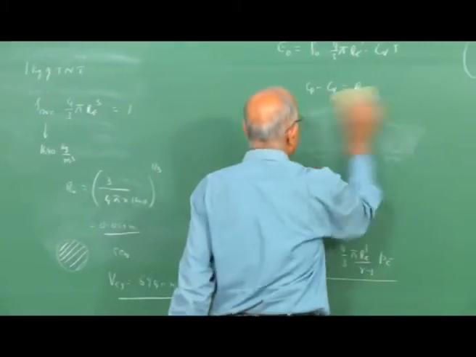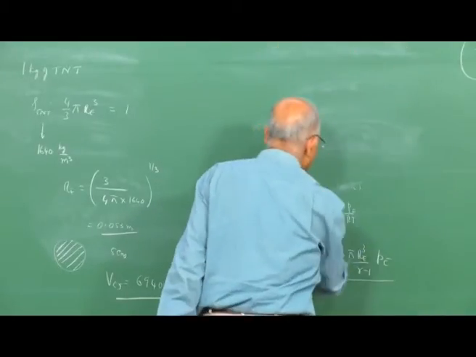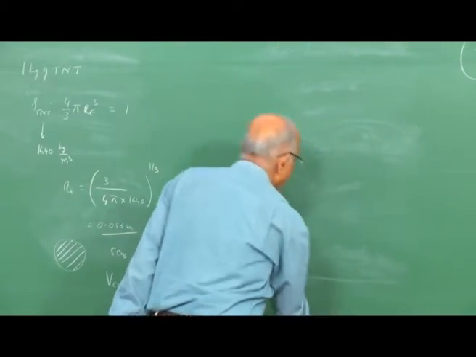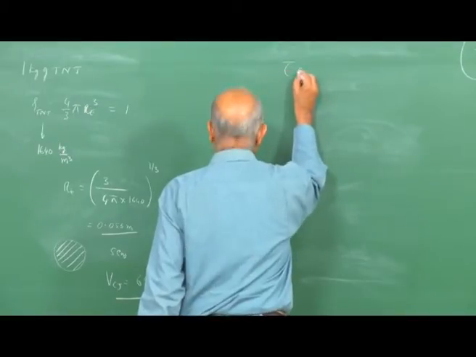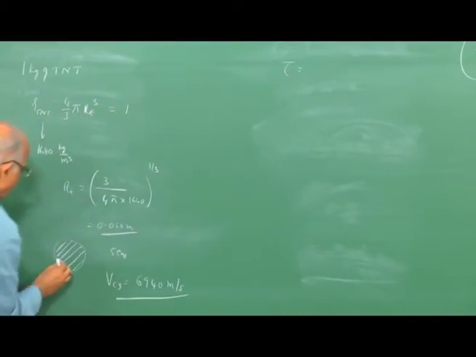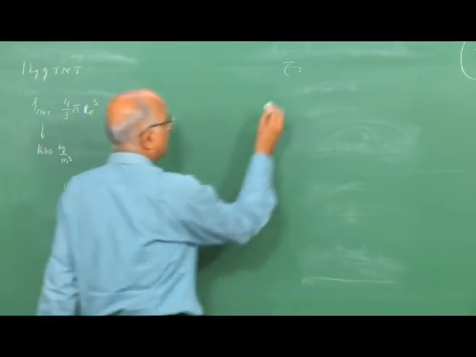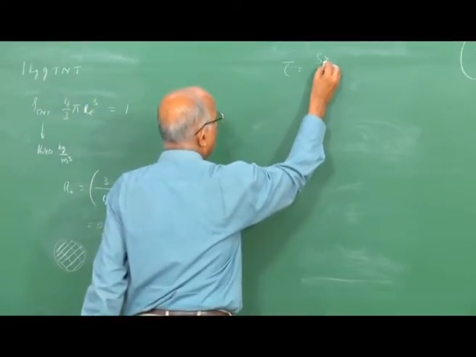We have the time duration over which the energy of TNT is released, namely tau. Assuming that maybe the detonation propagates like this and finishes the whole thing, I have a characteristic length of 5 into, let us say, 2.